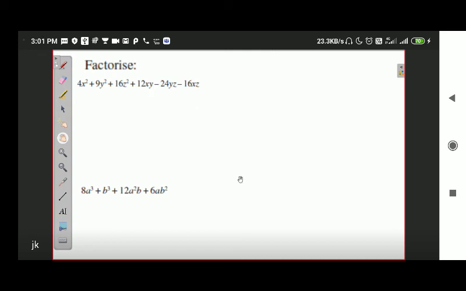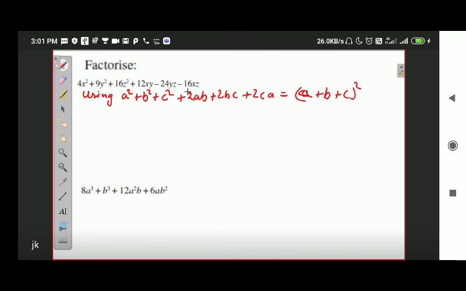Again, we are going to use the same formula. The same formula is: a square plus b square plus c square plus 2ab plus 2bc plus 2ca is equals to (a + b + c) whole square. Okay, so now what we are going to do is factorization.